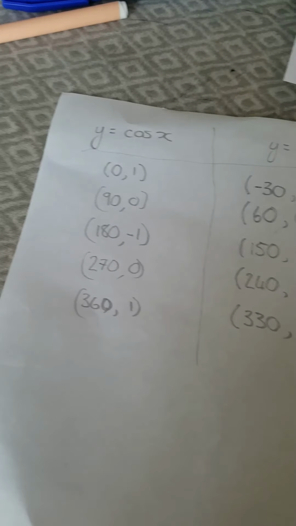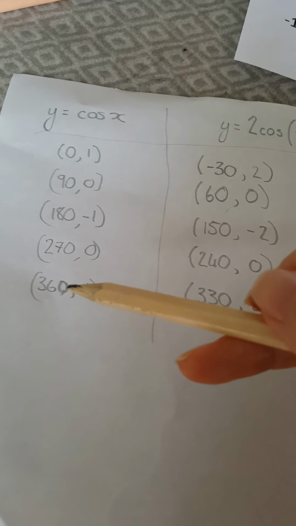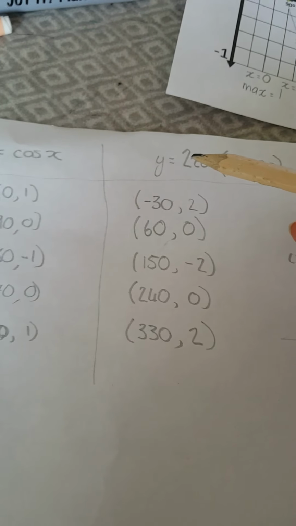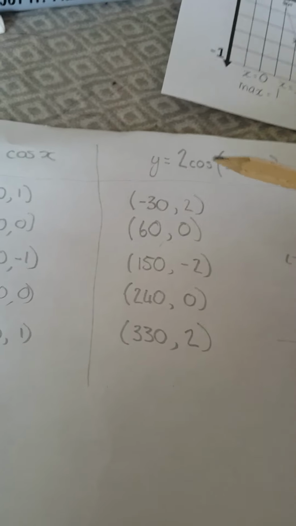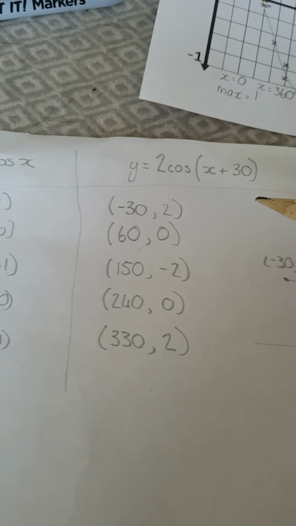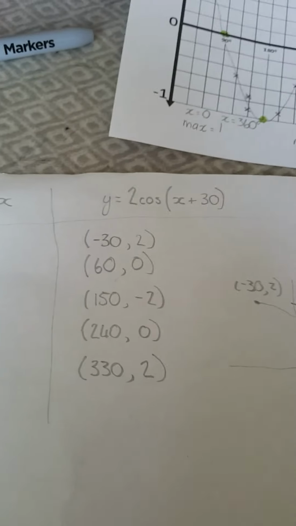So start off with your important points. These are the ones for cos, I've told you the ones for sine. Work out what's happening to them. So the number in front is stretching the y, what's inside the bracket is changing your x. Okay, and give it a go and let me know how you got on.